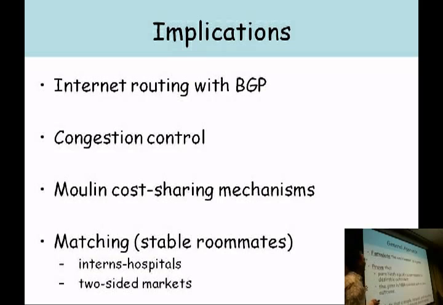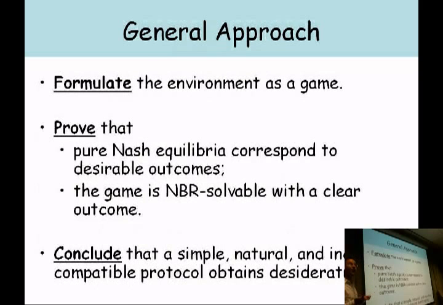So what's the general approach? The general approach now, we have a framework for proving that a greedy protocol is incentive compatible. And the framework is, take your environment, formulate it as a game, prove that pure Nash equilibria in your game correspond to desirable outcomes, and prove that this game actually falls within our class of games. Both things might not be trivial.